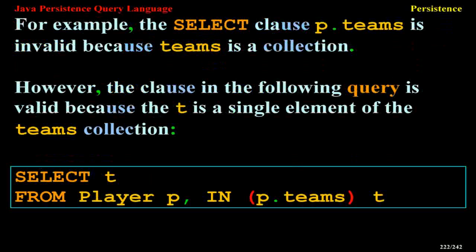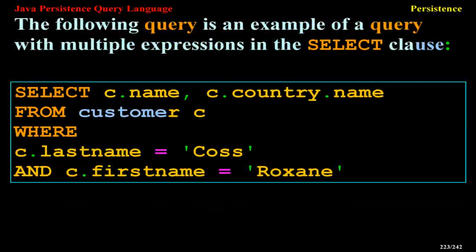However, the FROM clause in the following query is valid because the T is a single element of the Teams collection. SELECT T FROM Player P, IN(P.Teams) T. The following query is an example of a query with multiple expressions in the SELECT clause.